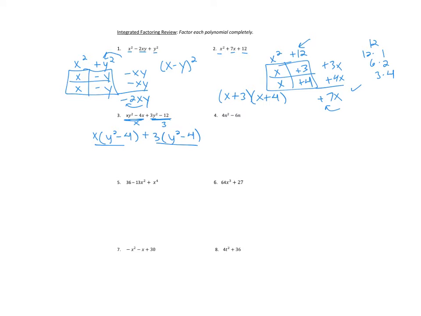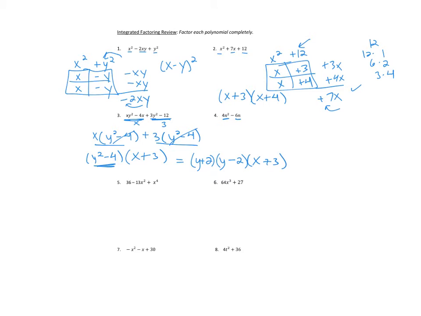Now we have 2 terms, and there is a common binomial factor of y squared minus 4, so I'm going to factor that out and see what remains. But this factor here is a difference of 2 perfect squares, so that can factor to the sum and difference of what's being squared, y and 2. And that other factor of x plus 3 completes the factorization for that polynomial.